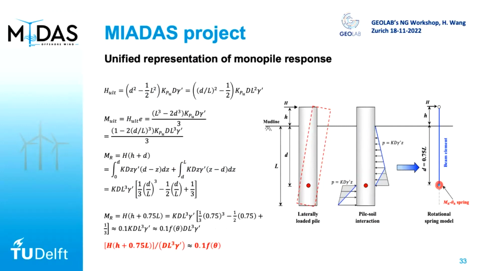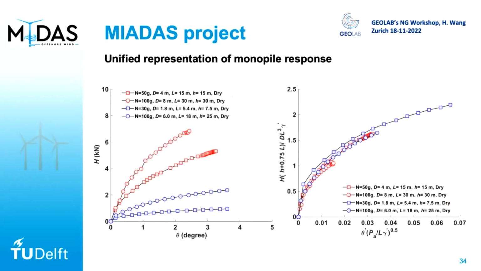Basically, all the piles with different diameter, different length, and loading at different height can be unified with this left equation, and they become a unique function of the rotation. But this is very simplified, and we don't know if it really works for the tests. So we analyzed our centrifuge test data with that equation. On the left, you can see the absolute measurement from the centrifuge against the rotation. You can imagine when the pile is larger and the embedded length is deeper, the reaction force becomes much larger. But when you apply our normalization, on the right you can see all the results converge almost perfectly to a single line.